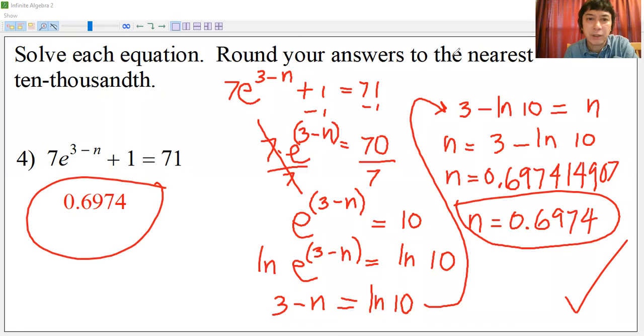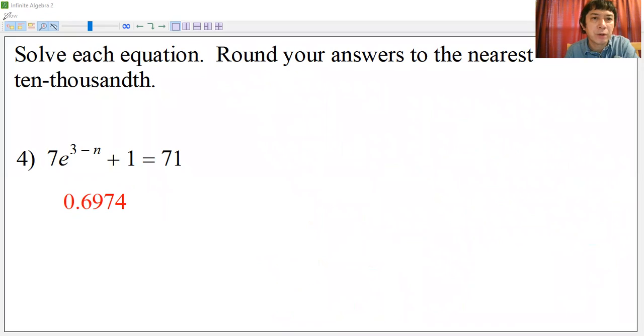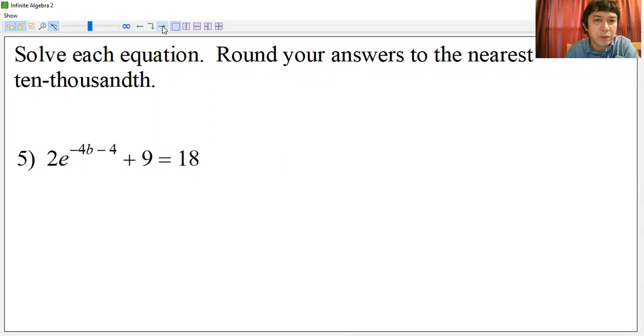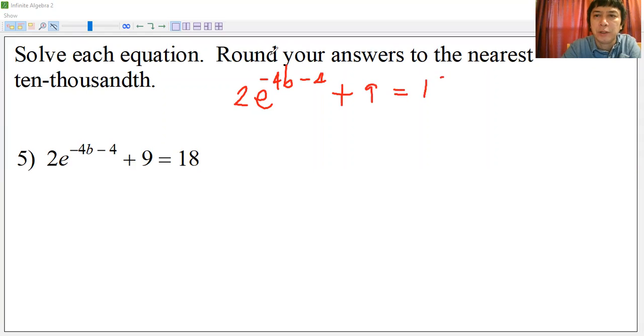Let me clear the screen. We proceed to number 5. Okay, here's number 5. We copy the problem: 2 times e to the negative 4b minus 4, plus 9 equals 18.